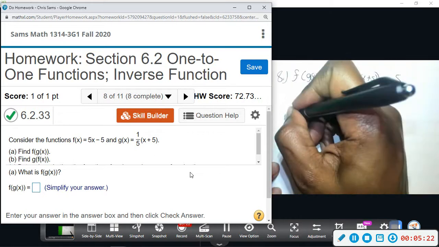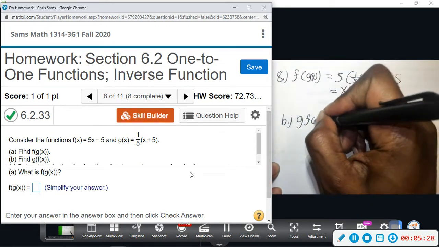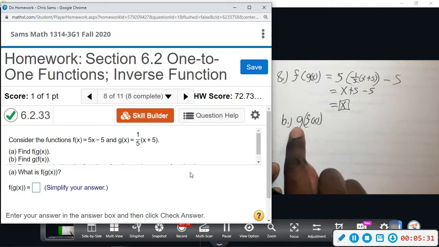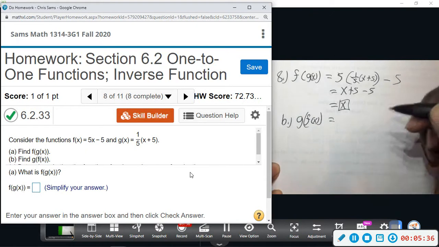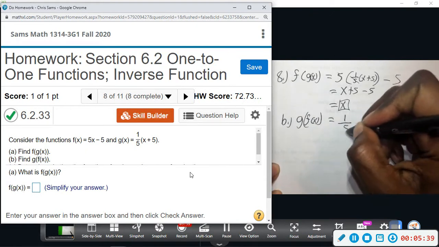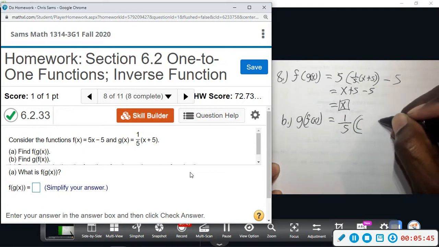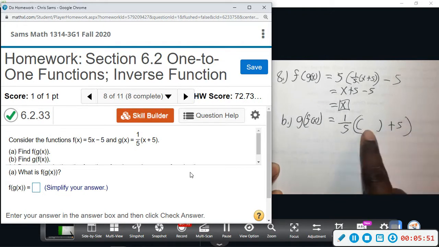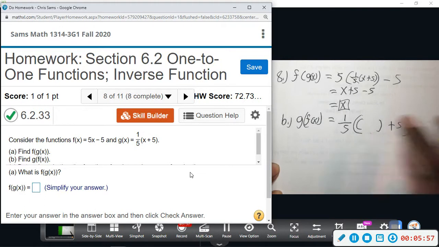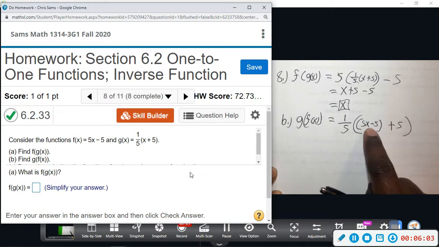So now we're going to do the same thing with the g. Alright, so g of f of x means we're going to start with the g equation. Everywhere we have an x, we're going to replace it with the f. The g equation is 1 over 5, and then in parentheses we have an x, plus 5. So we've got x plus 5 in parentheses. Now the f equation is 5x minus 5. So in here, 5x minus 5. That's where x would have been. Replace it with the f equation.